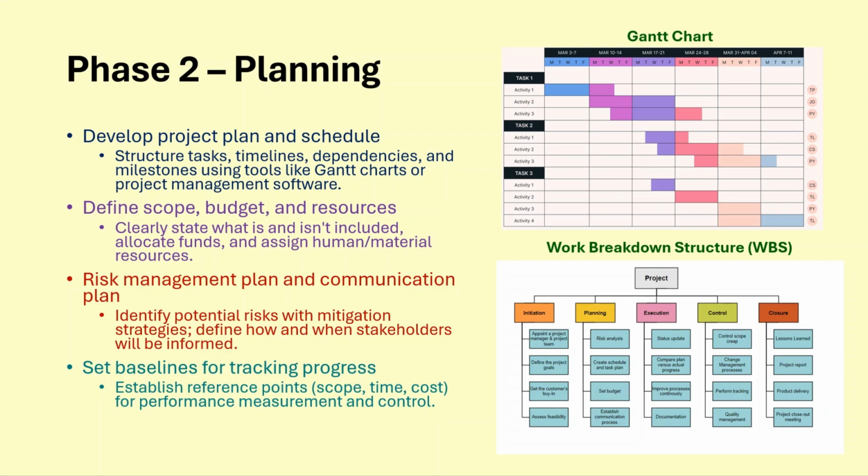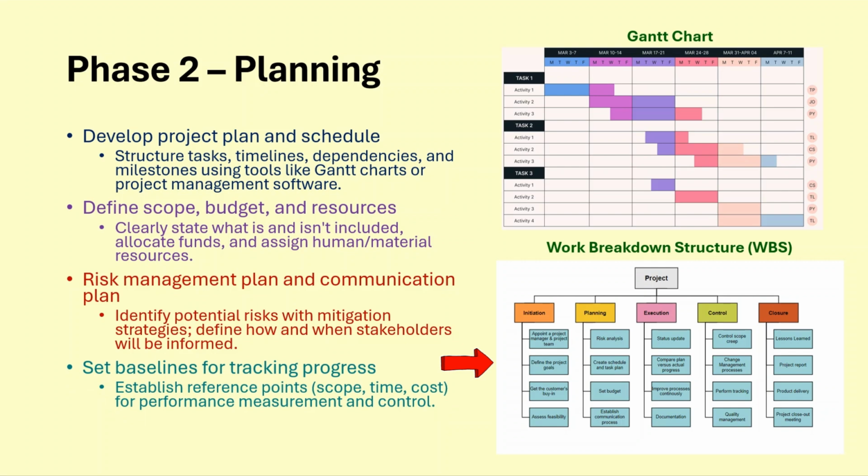To support this phase, we use tools like the Gantt chart and work breakdown structure. Gantt chart is a visual scheduling tool that maps out tasks along a timeline. It shows when activities start and finish, how they overlap, and which team members are responsible. This helps keep the project organized and ensures everyone understands the deadlines.